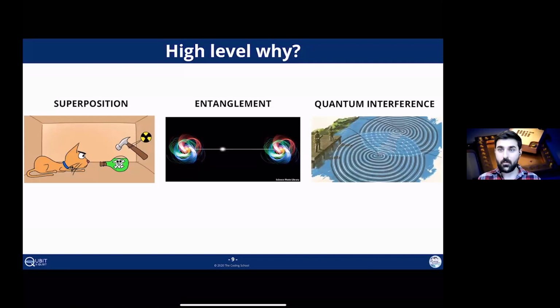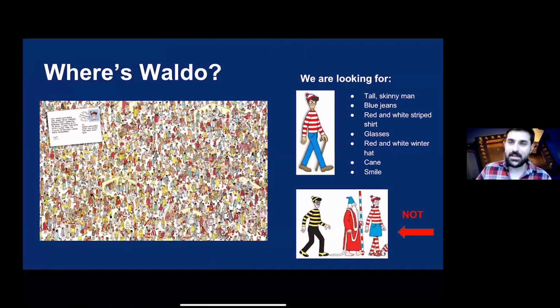We're going to see how that works in a few slides, but this is just to give you an overall picture of what is happening in Grover's search algorithm. These resources also extend beyond just Grover, to any quantum algorithm, really. So let's look at an example. The example that we like to think about is Where's Waldo?